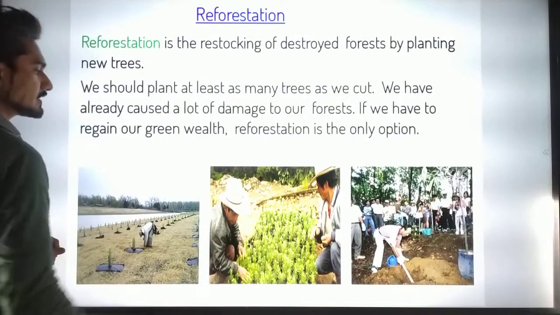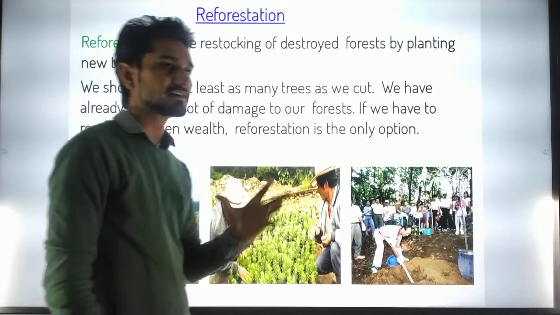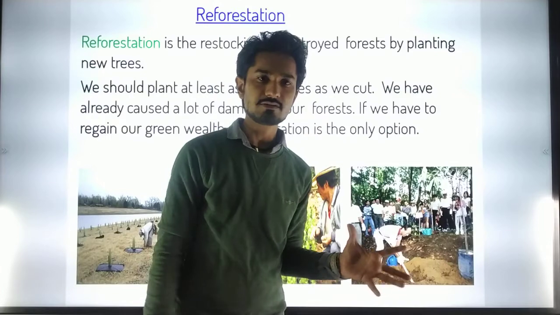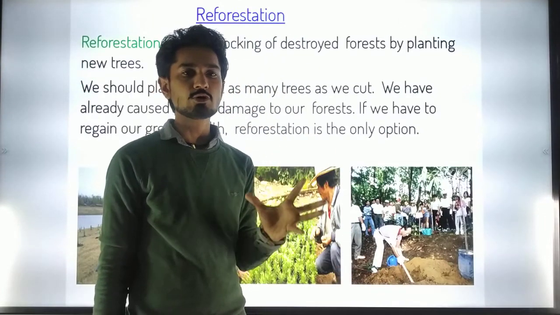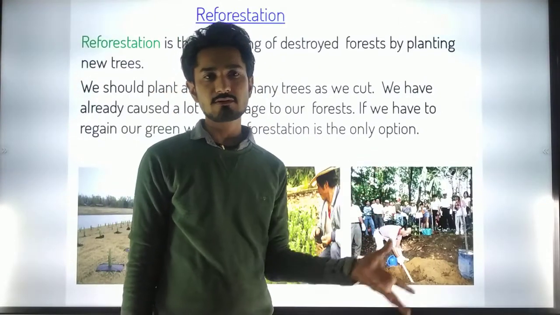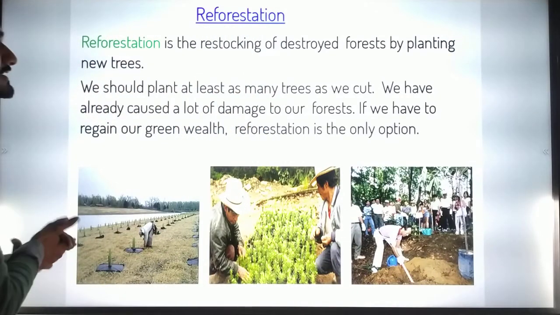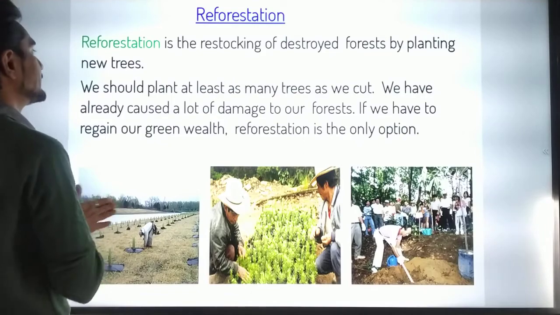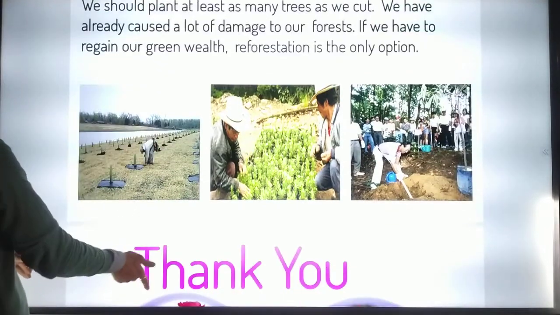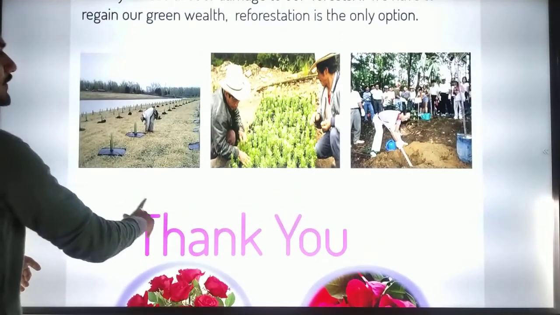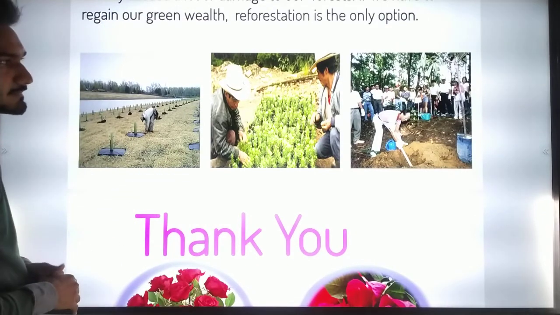Now, what is reforestation? In deforestation, we are cutting down trees in large amounts. So if we grow large numbers of trees in such an area, then it is called reforestation. Reforestation is the restocking of destroyed forests by planting new trees. Okay. See, this is how you can do reforestation.